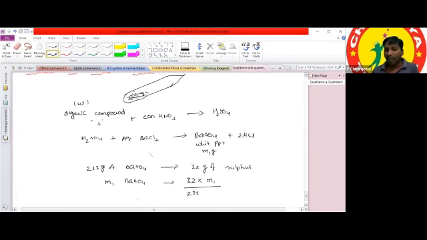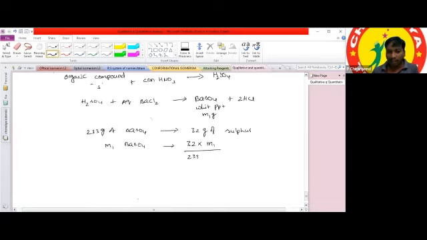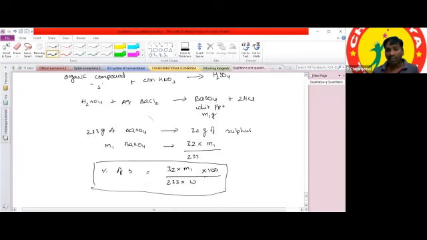How can we write the formula to calculate the percentage of sulfur? The percentage of sulfur is equal to 32 into M1 divided by 233 into W. For percentage, we have to multiply with 100. So this is the formula we are using to calculate the percentage of sulfur. Based on that, we can do one calculation.